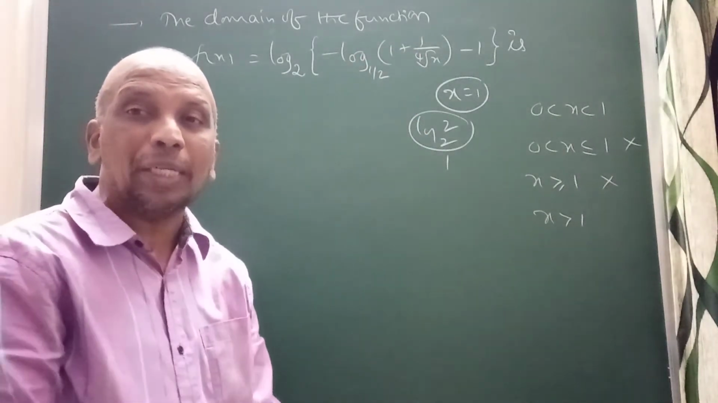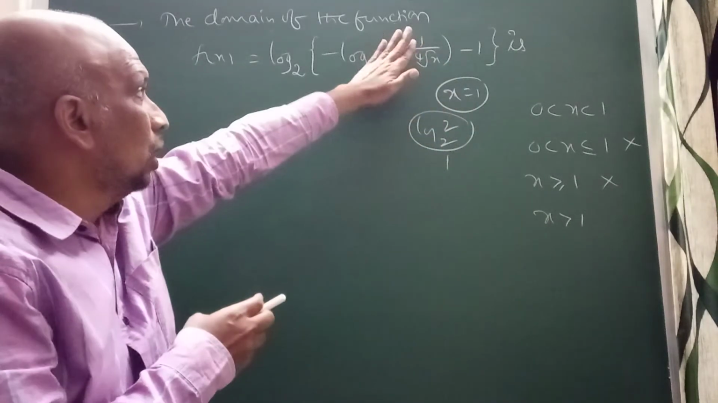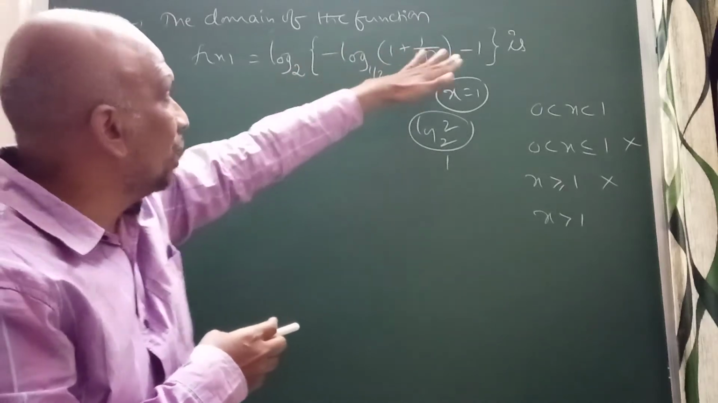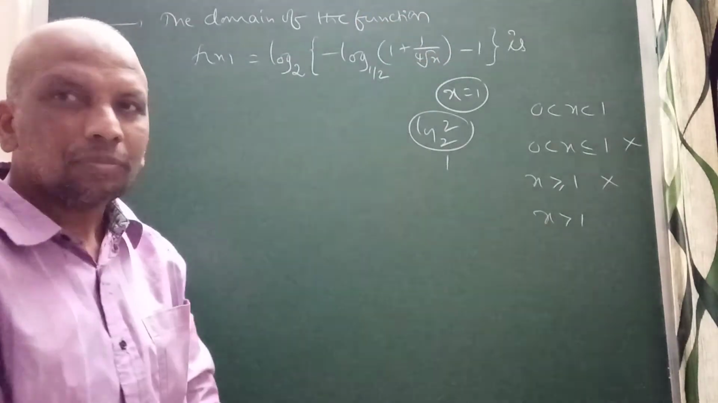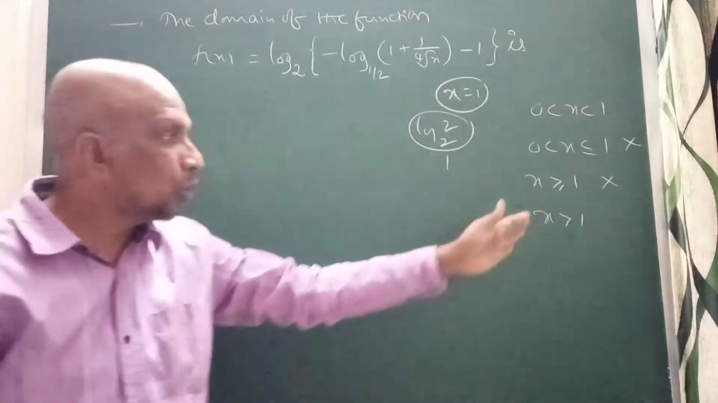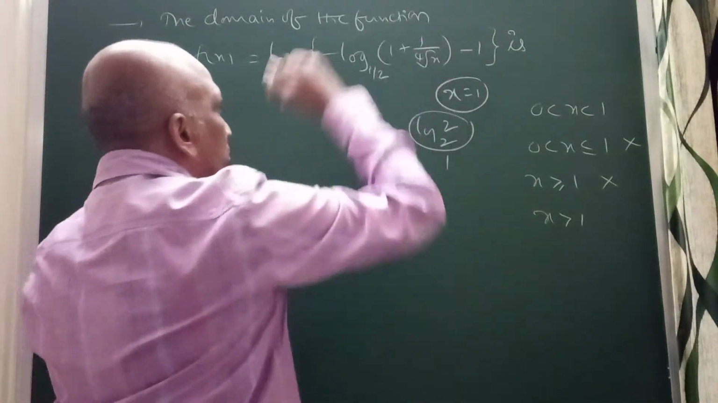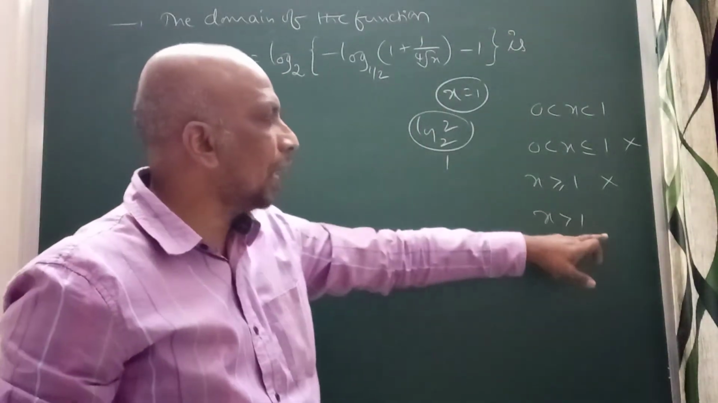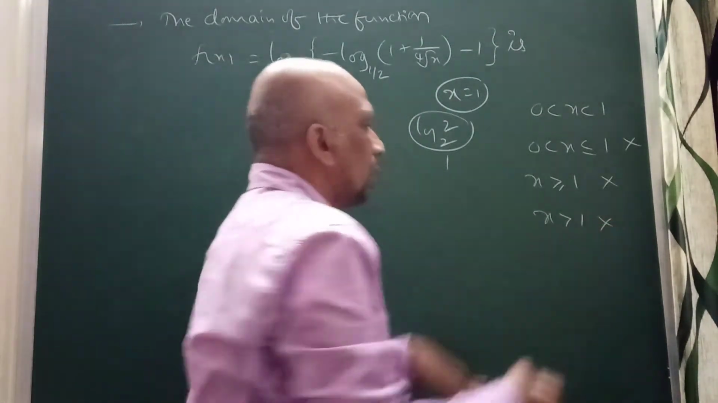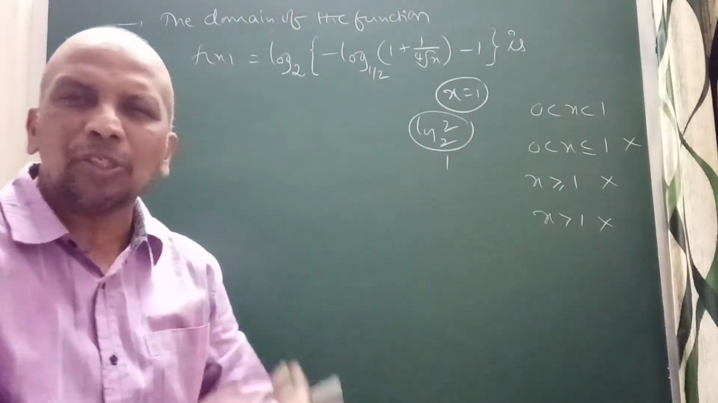Log of 3 by 2 base 1 by 2: you will get that value as positive, so with the minus in front, everything will be negative. Even x greater than 1 doesn't define it. If you take a value more than 1, you are getting the entire value negative. So obviously you can cancel this. You eliminated these three, so your answer is the first option. We can directly mark the first option.